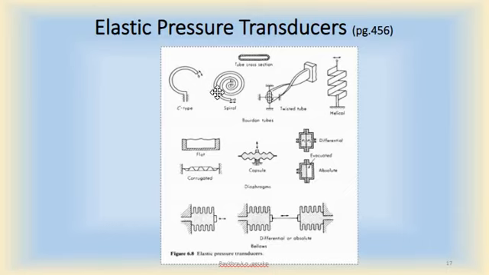So these are Bourdon tubes, these are diaphragms, and these are bellows. First one, let us learn about Bourdon tubes. These are the various types of Bourdon tubes: C-type, spiral, twisted tube and helical.